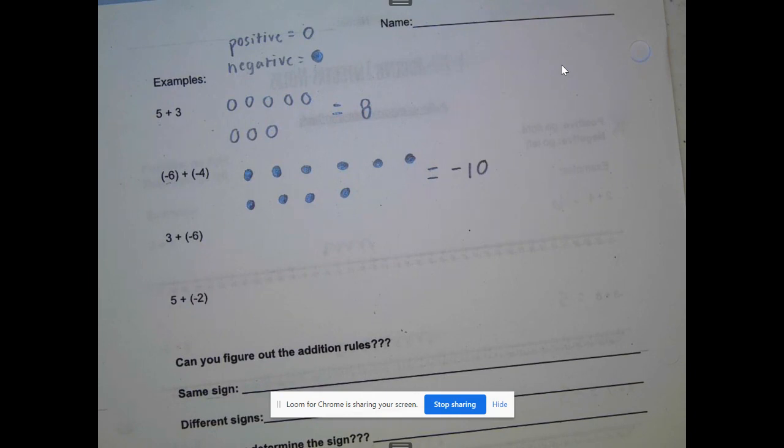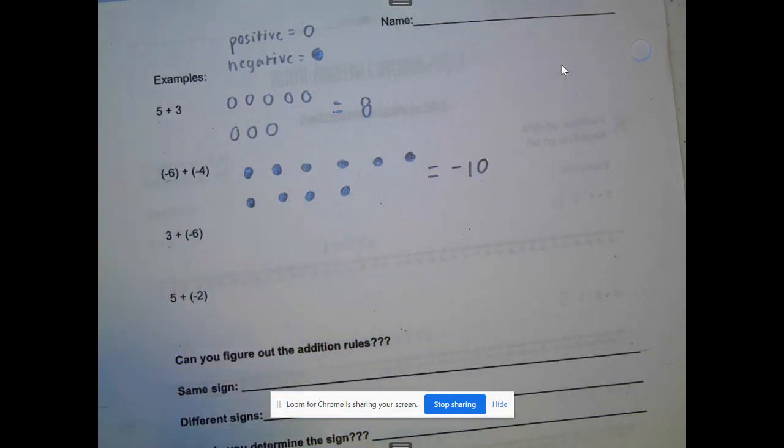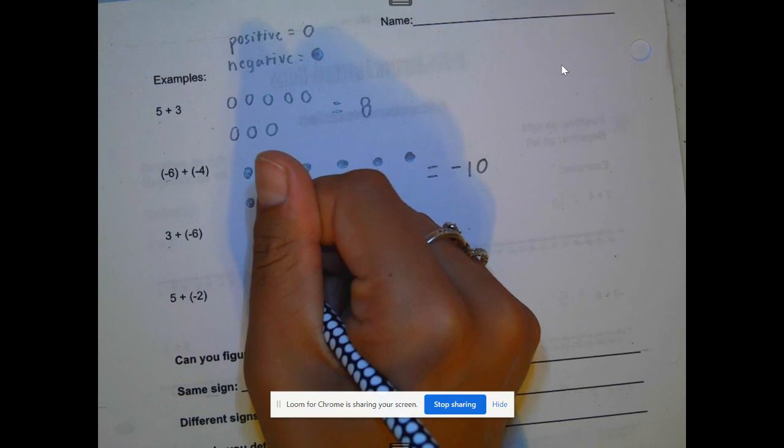Next example, positive 3 plus negative 6. Try doing this one on your own. All right, so we're going to draw 3 open circles for positive 3.